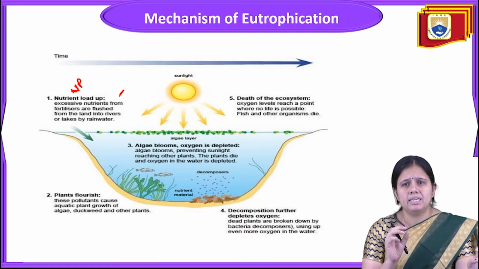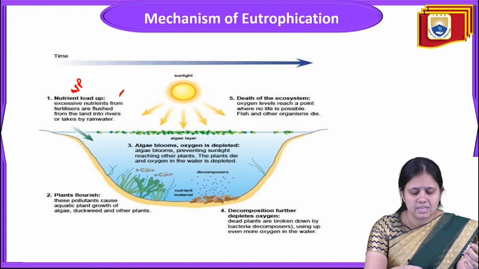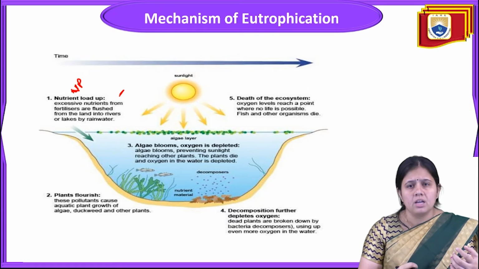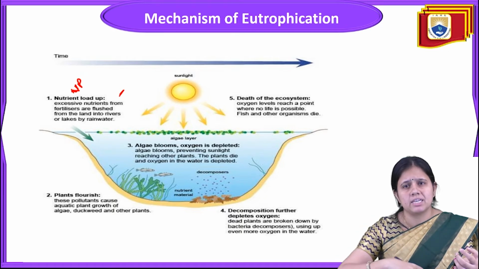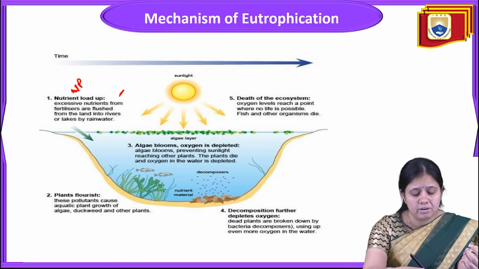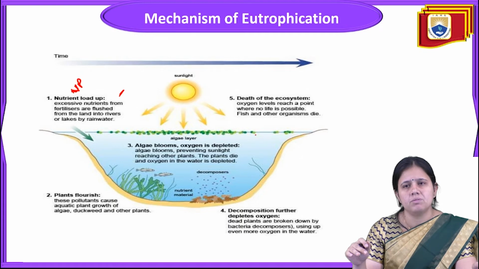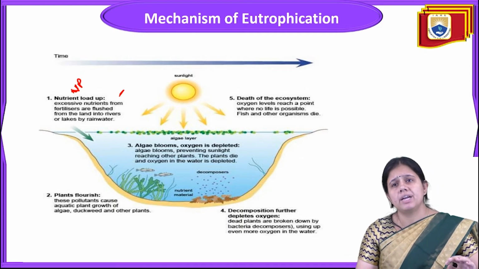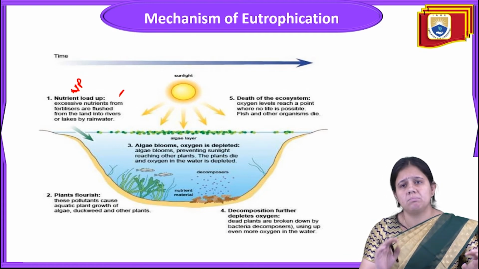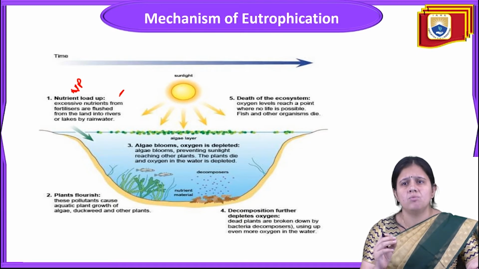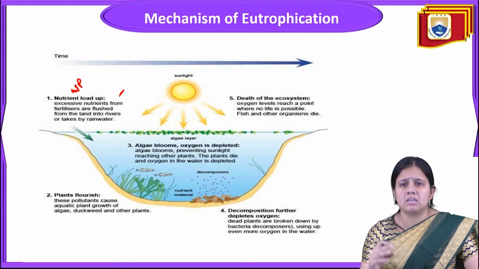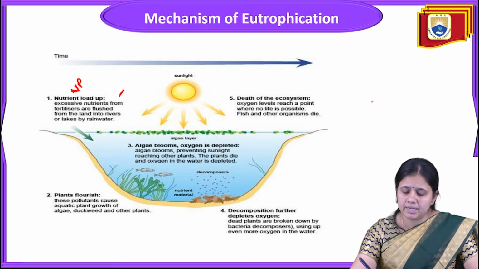Sunlight is not reaching the water, the plants die, and oxygen in the water is depleted. If sunlight does not enter the water system, because more and more algae is there on top of the water, then in this way death of the ecosystem happens, meaning many organisms die, and the oxygen level reaches a point where no life is possible, meaning the oxygen is depleted.